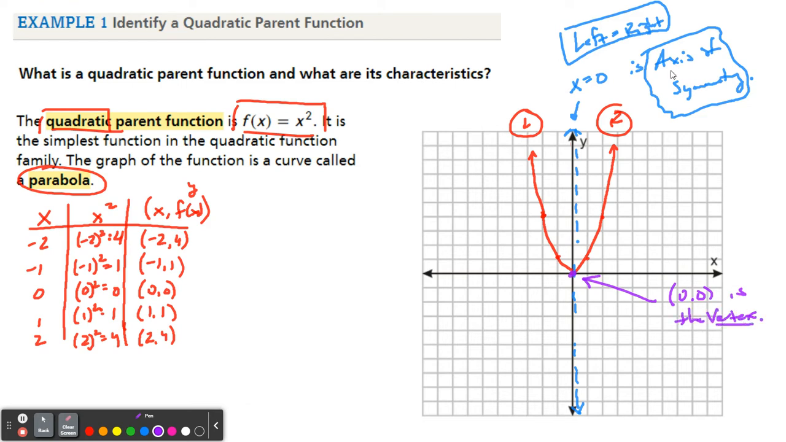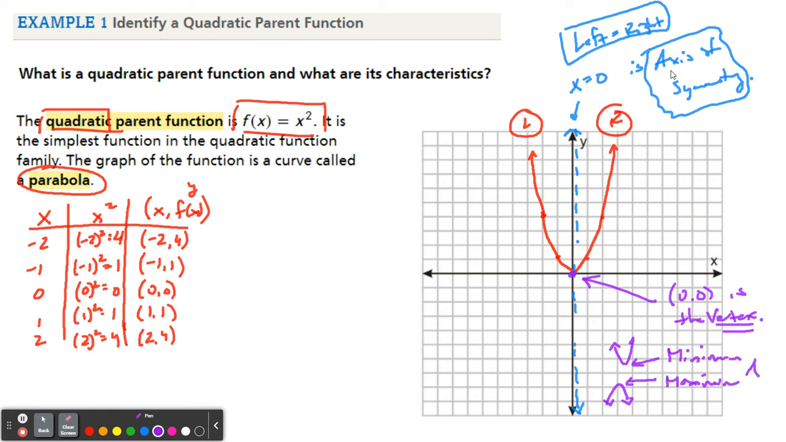So again, the vertex is an important idea. Now, the vertex can also have 2 other names. When your parabola is opening up, like this one, that vertex is also called the minimum, because it's the lowest point of the U, right? If your parabola were pointing down, and sometimes it will, now this vertex is at the top of the mountain. That means that vertex would be a maximum.